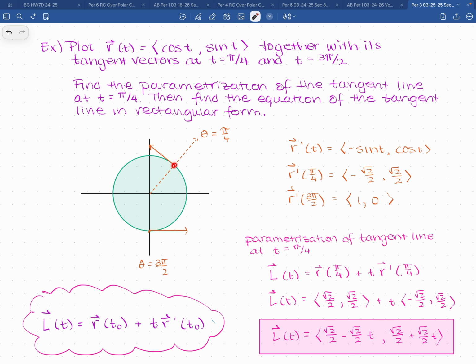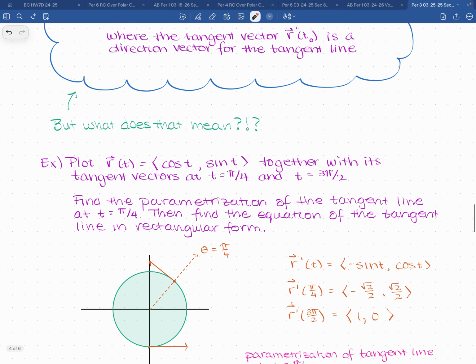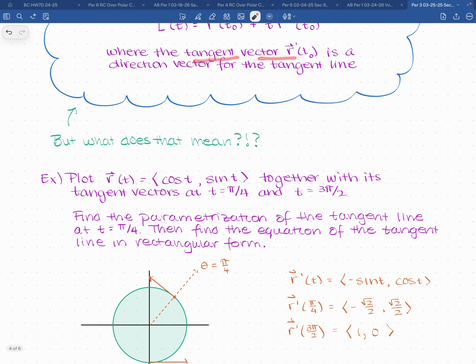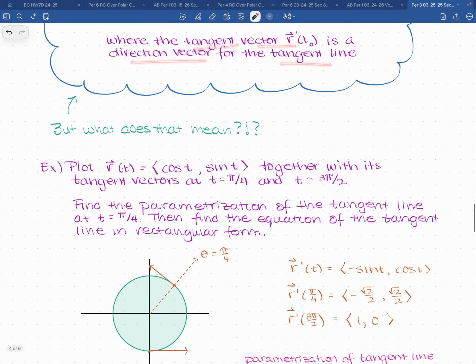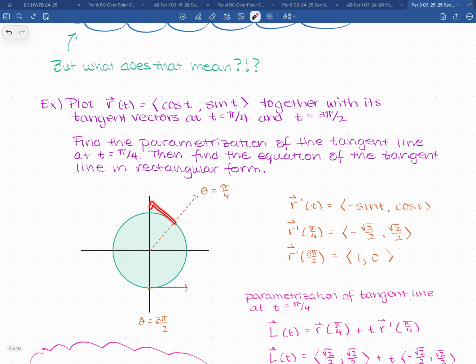And starting here and then going negative root 2 over 2, positive root 2 over 2 puts our terminal point right there. There is our tangent vector. And just like it's set up here, the tangent vector is a direction vector for the tangent line. So right there, you can see if I drew an actual tangent line, it goes right through that vector.